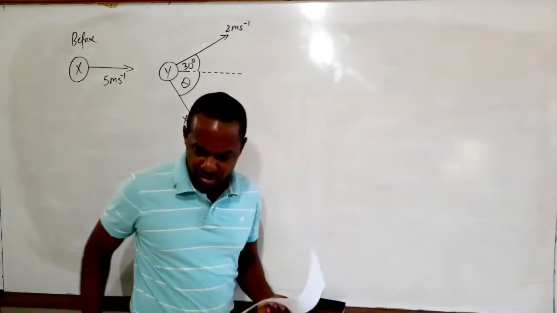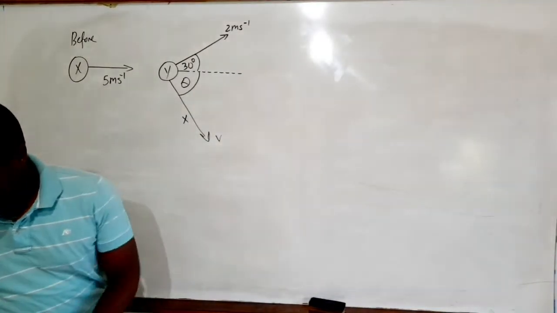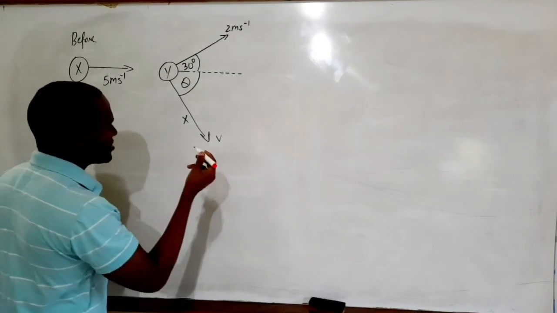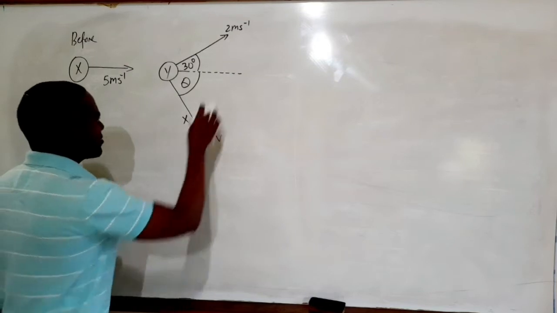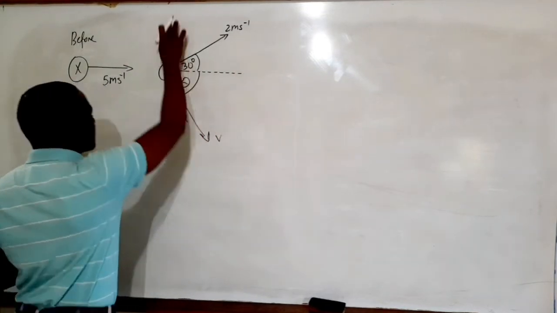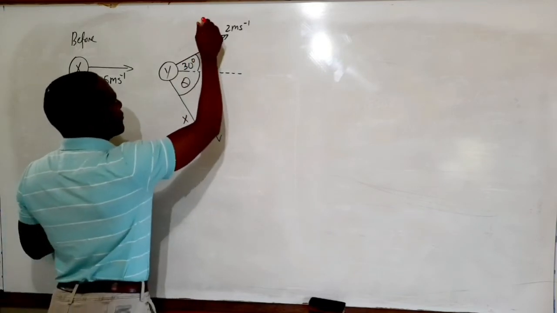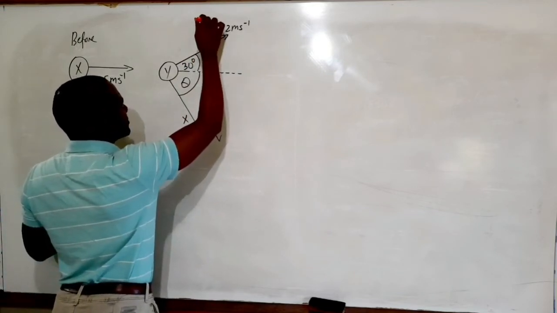So before we do anything else, let's resolve these vectors into their respective components, right? So each velocity vector will have a component. Let's call this direction horizontal, and of course this direction vertical, right? So each of them will have a vertical component and a horizontal component.